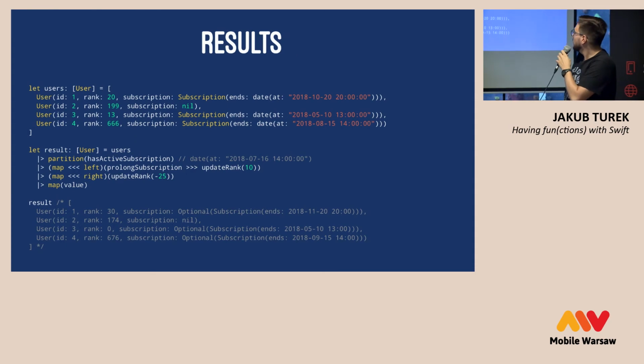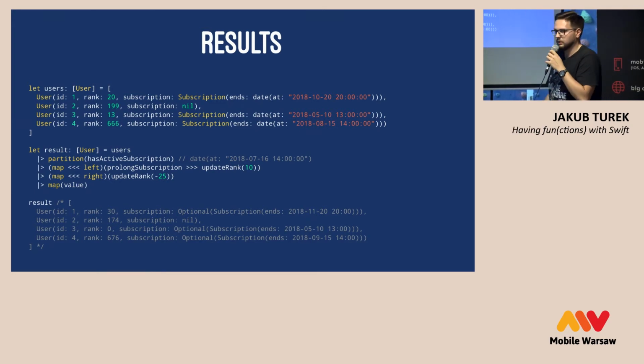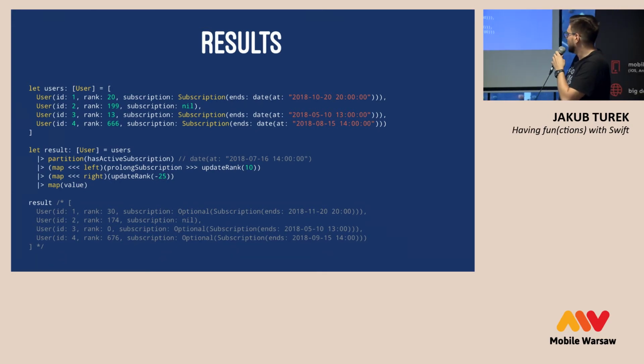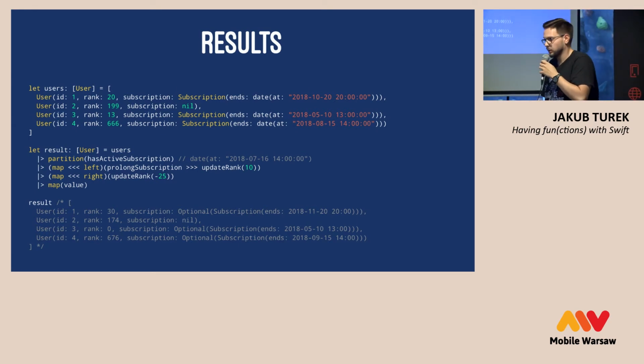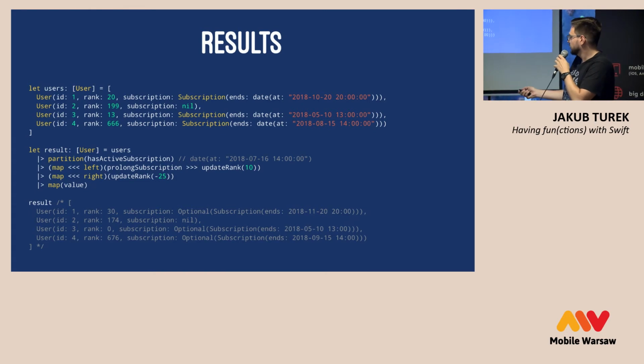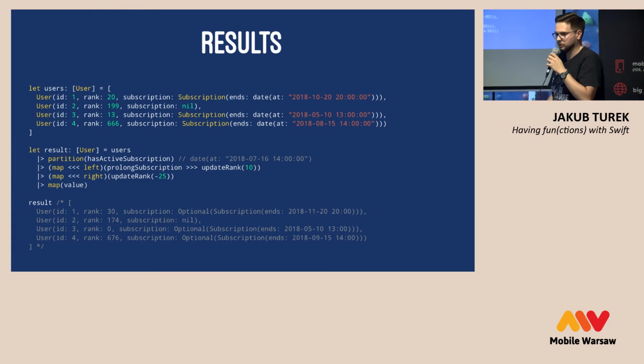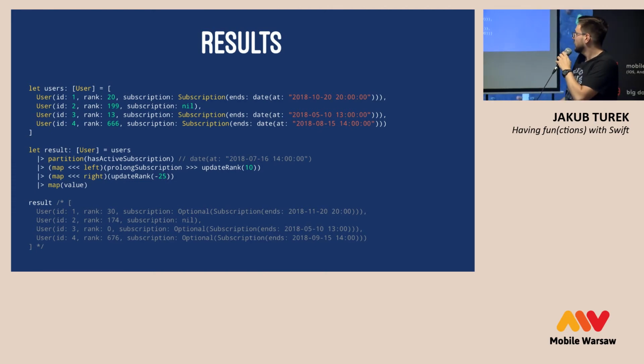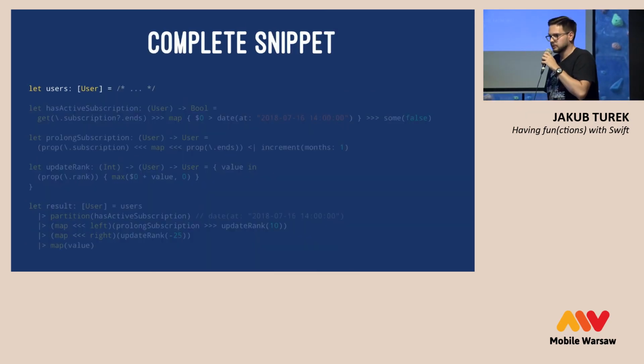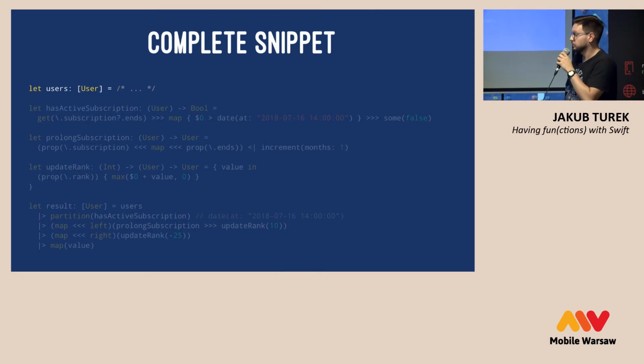Does it work? Yes, it does. So given the array of 4 users, and the first and the last one having the active subscription for our current date, if we apply that transformations to that array, we'll see that the first user and the last user have their ranks bumped, also the subscription date prolonged, and the other 2 users have their ranks decreased and subscription was left intact. So let's recap once more the complete snippet.